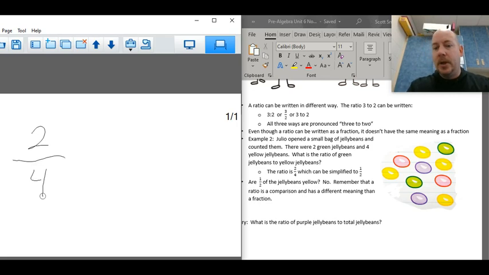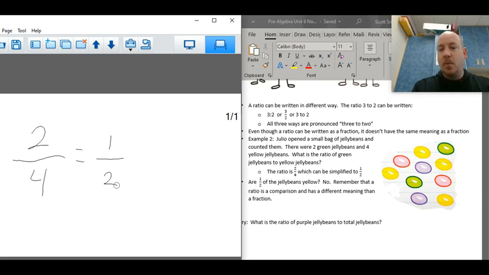Now, a couple things. We can simplify ratios just like fractions, so I'd simplify that down. Those are both divisible by 2, so 1 to 2. Okay. Again, a ratio is written as a fraction, but it doesn't mean the same thing, right? If that was a fraction, that's half, and we'd say half of the jelly beans are green. Okay, in this case, it means 1 to 2.